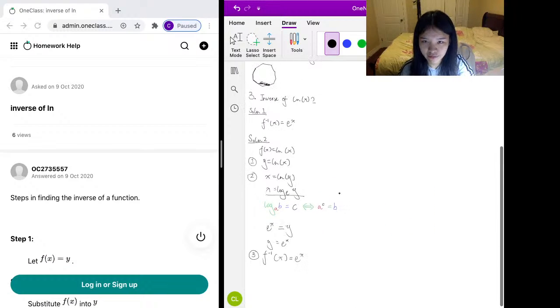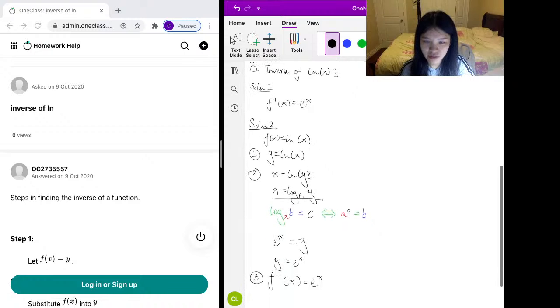So here, we found the inverse function of ln x using two methods. One is just by definition, and we know that the inverse function of ln x is e to the power of x. And the second solution is to derive this step by step, where we demonstrated here, and we also found that the inverse function of ln x is e to the power of x.